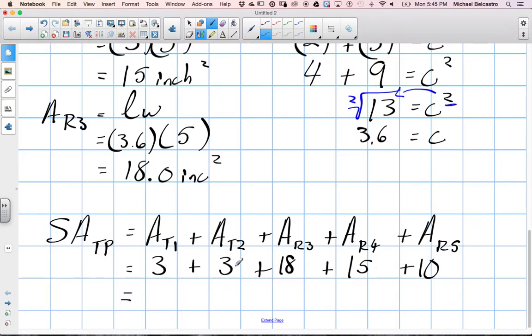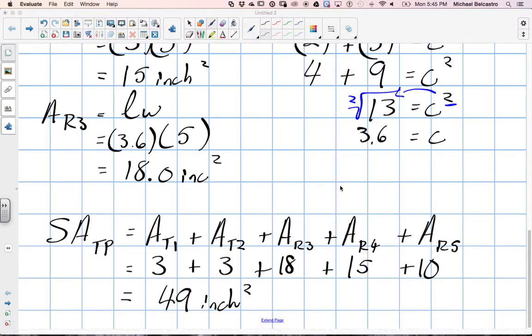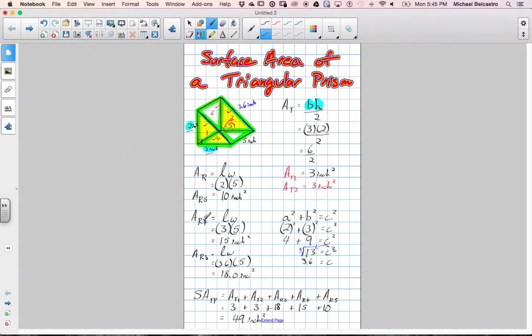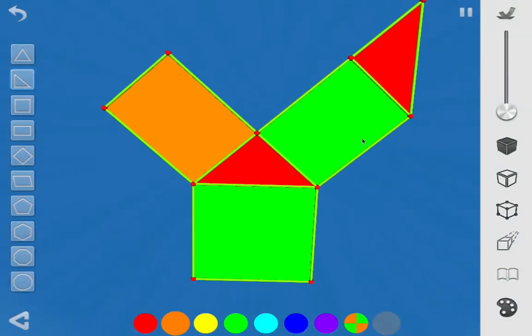Now we've got to add these all together. 3 and 3 is 6. I'm going to add it to 15. 6 and 15 is 21. 21 and 18 is 39. And 39 and 10 is 49. So I say it is 49 inches squared, the total surface area. We should double check, because I'm not always the best at math. Let's check on our calculator. 3 plus 18 plus 15 plus 10. Yes, 49. So that is a lot of work for the surface area of a triangular prism. That's what that shape was there.